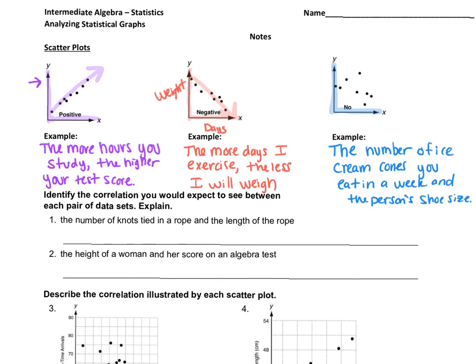So let's go down and look at number 1 now. It says the number of knots tied in a rope and the length of the rope. And they want to say if it's positive, negative, or no correlation. So if I'm tying knots in a rope, what's going to happen to the length of the rope? Well, as I tie knots in a rope, the length of my rope is going to go down. So the more knots I tie, the less rope I'm going to have. So this is an example of negative correlation.